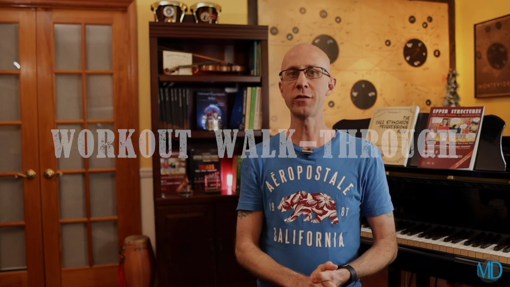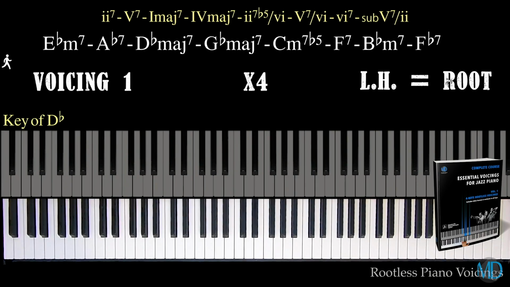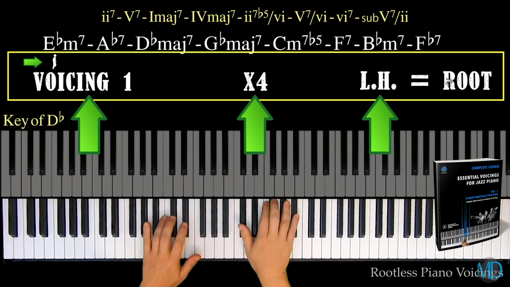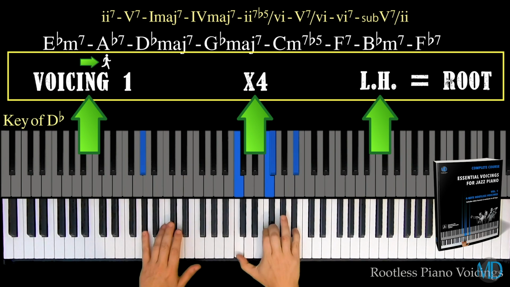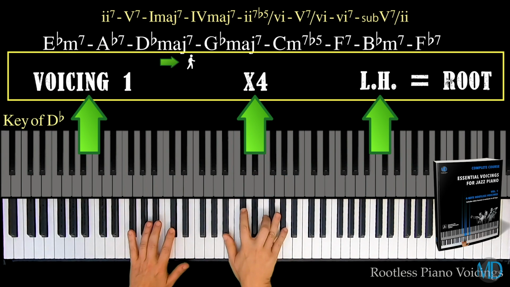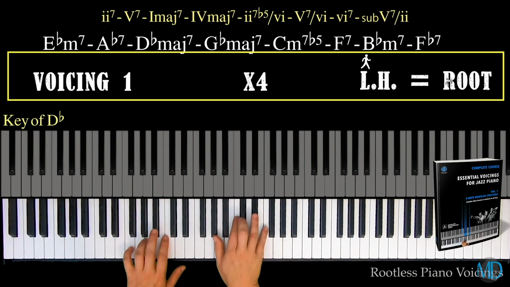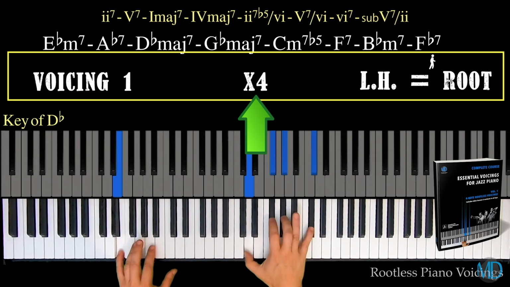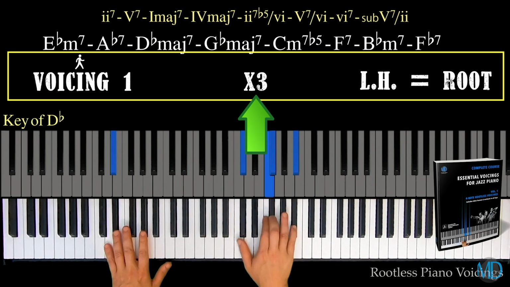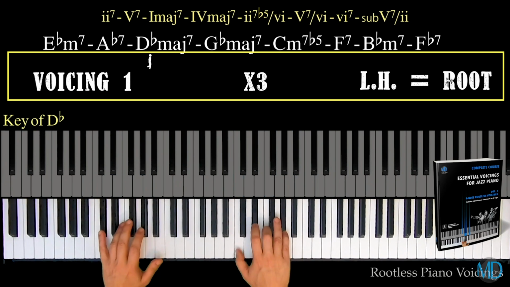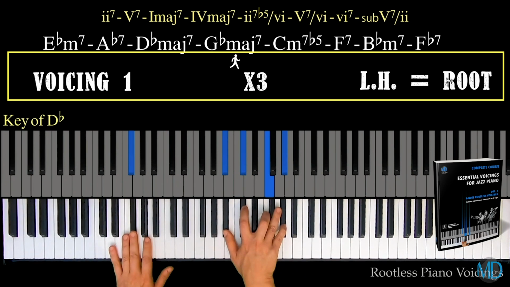Let's do a workout walkthrough so you can see how it works and I can give you some tips. The video shows you where you are in the workout at all times. First, you're going to play the voicing 1 sequence 4 times in a row. Play the voicings on your right hand and the root on your left. If you're just starting with this key, consider just watching the first couple of loops around instead of playing right away.